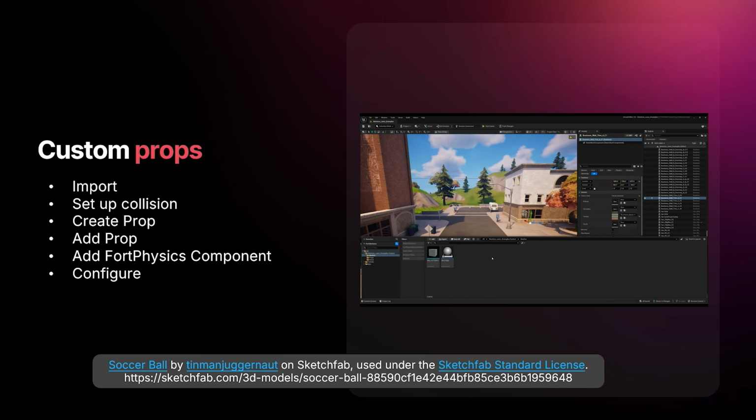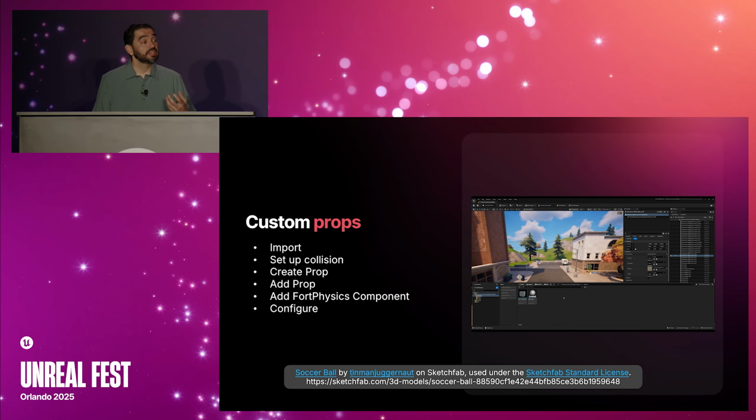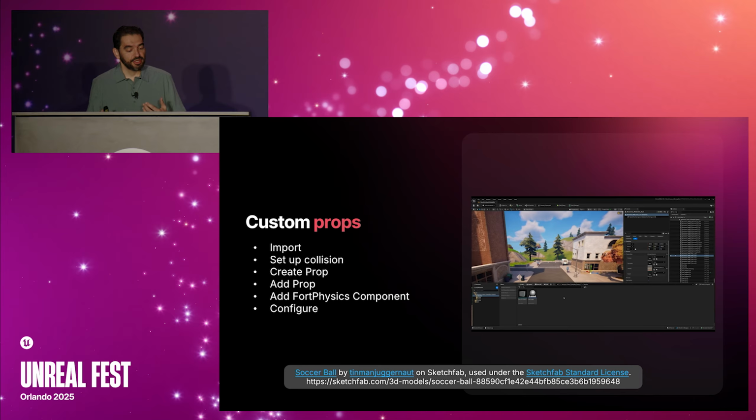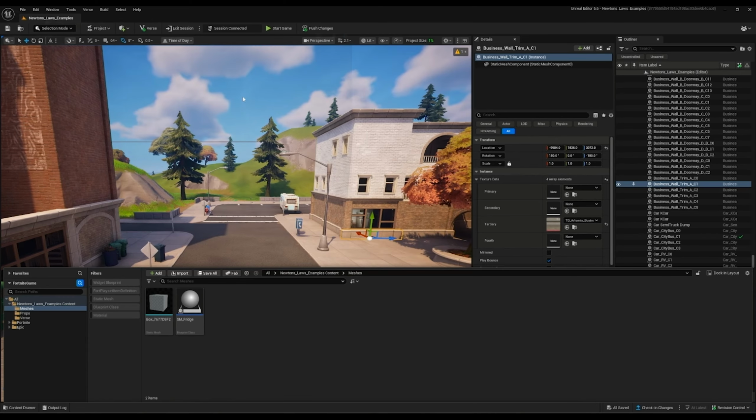You can also do this for custom props. If you're not familiar with the workflows, I'm gonna go through it, but it's very similar. You're going to import it, set up the collision for that prop. This is a key step. You're going to then create the prop out of that static mesh, add the prop, add the component, and then configure it. So in this case, I'll be importing a mesh.